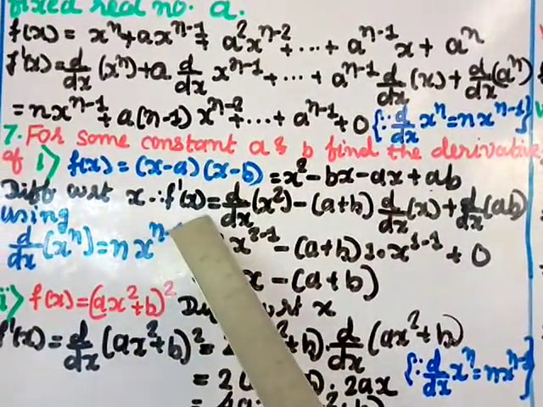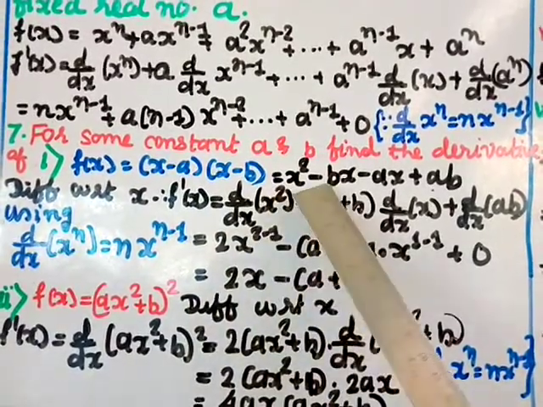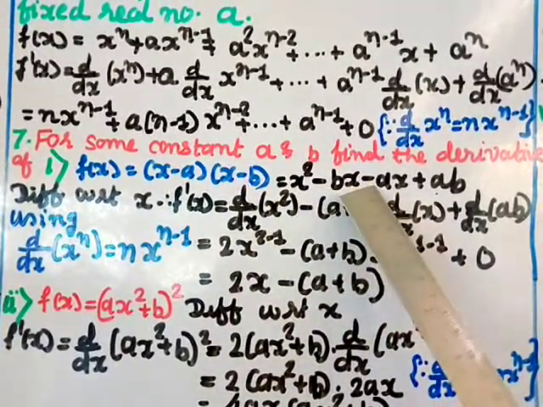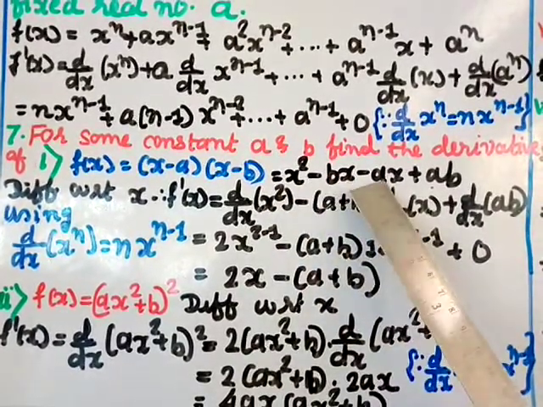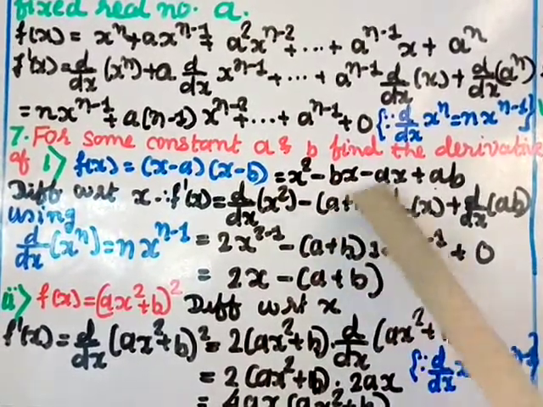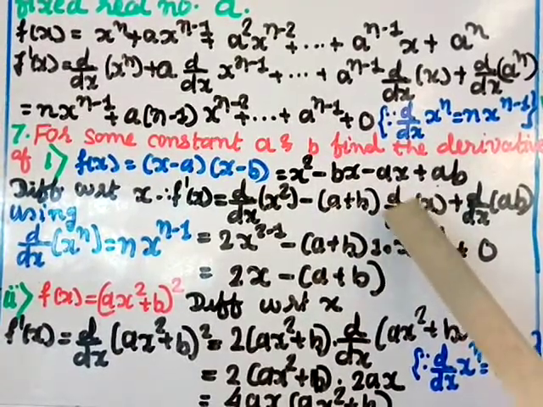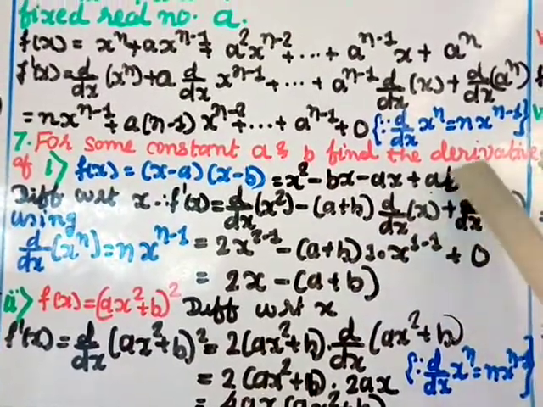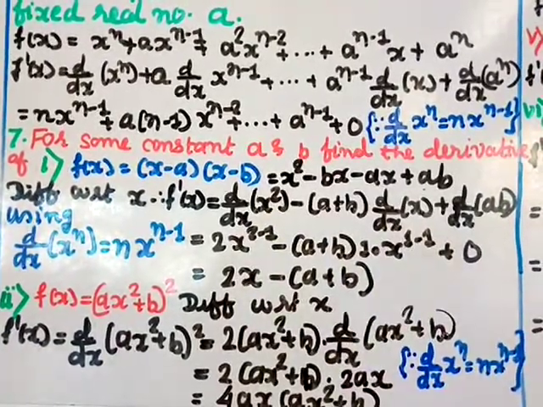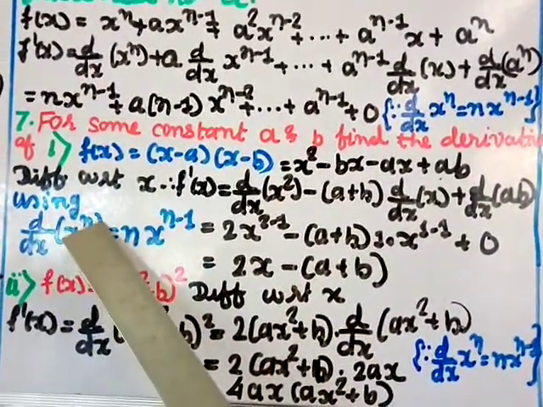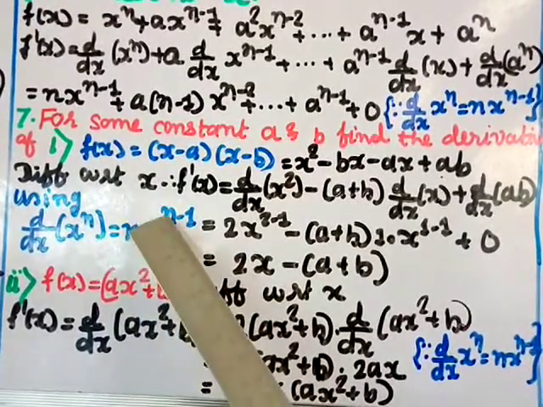So f dash x equal to d by dx of x square. From these two terms I can take minus x common. So when you take minus common, here remains b plus a, that I can write as a plus b. And the x which I am taking can be written as d by dx of x, plus d by dx of ab. Now here x square, here x power 1, so we can use the formula d by dx of x power n, which gives you n into x power n minus 1.